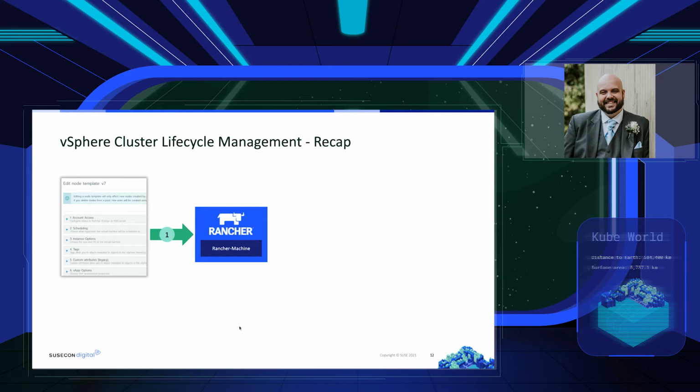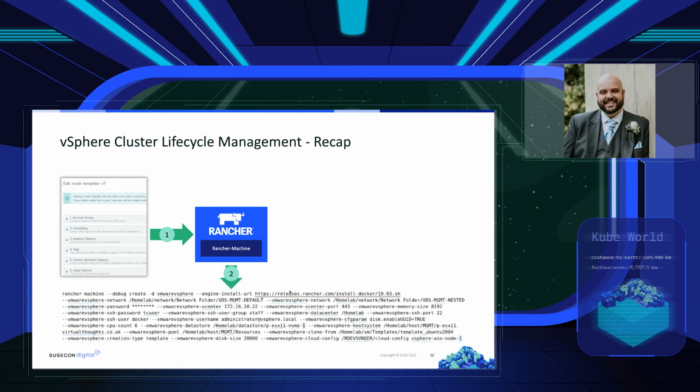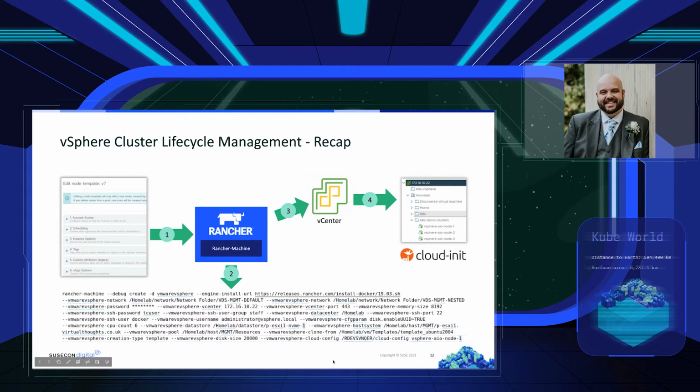So just as a recap, we have our node template that defines the characteristics of a virtual machine. Rancher then converts this into a Rancher machine command with various flags and arguments to facilitate that particular template. It will then talk to the vCenter API, which will in turn generate some virtual machines for us. We will then mount an ISO file to these virtual machines that contains cloud-init user data for us to bootstrap the Docker user. After which Rancher will initiate an SSH connection to those nodes to turn it into an RKE cluster.